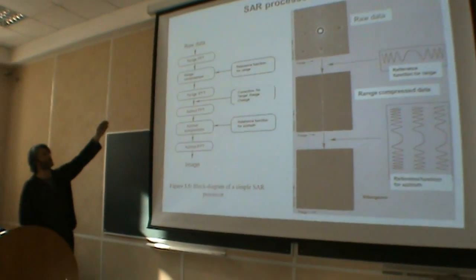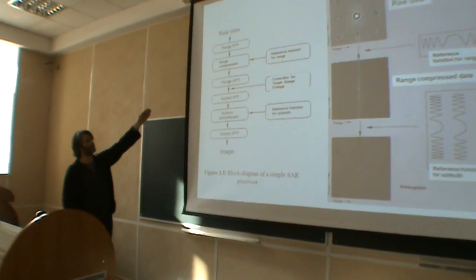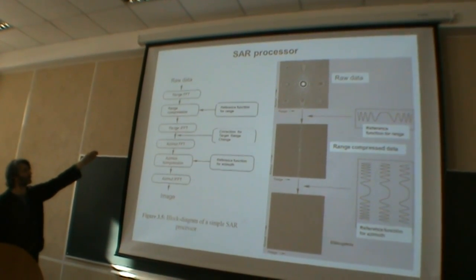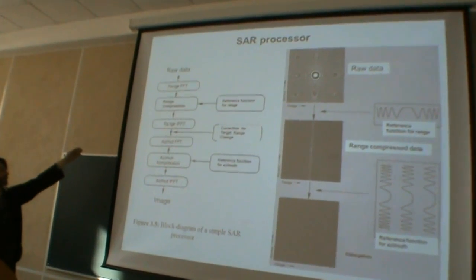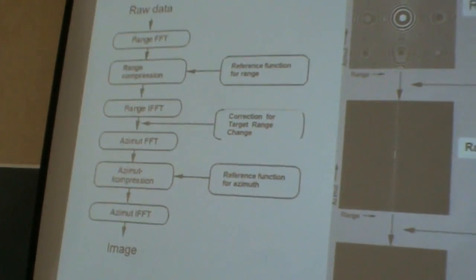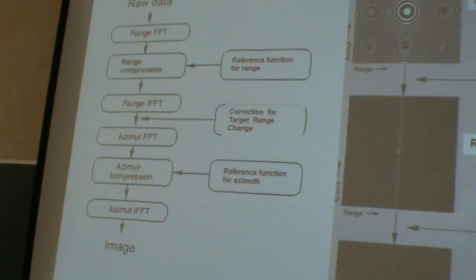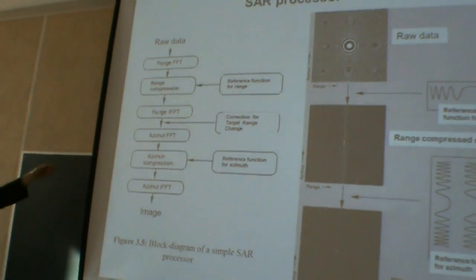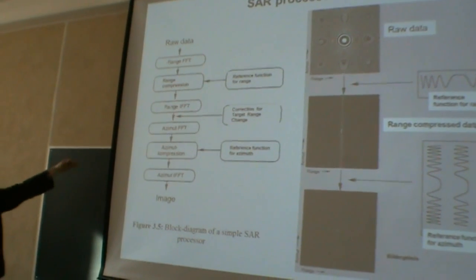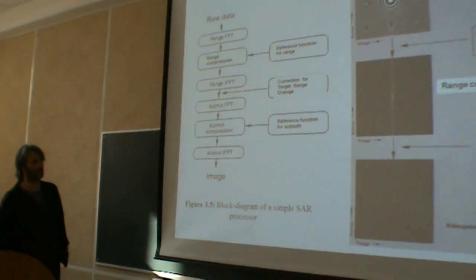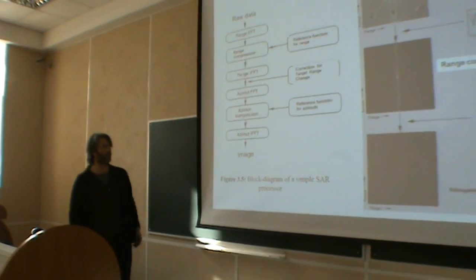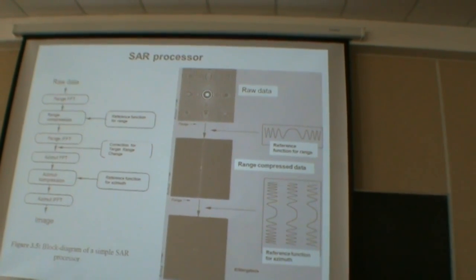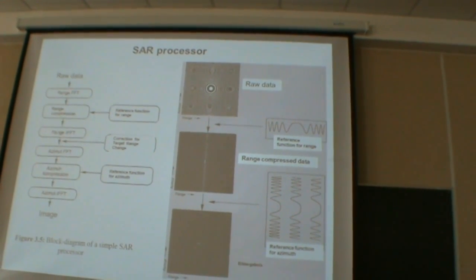In fact, you take the raw data, then you send the inverse chirp, and this is called the first compression. Then from this you do the inverse Fourier transform, and you perform the same in the azimuth, and this is giving you the azimuth compression. You do the inverse of this and you obtain the image you want, very simple. And now with FFT, this processor can run on any machine.